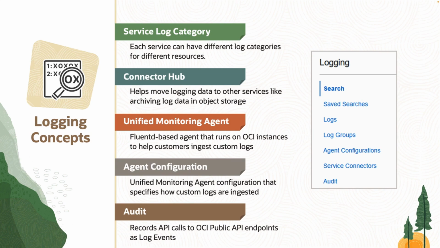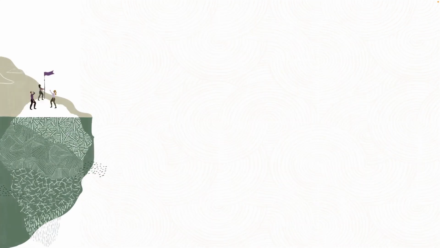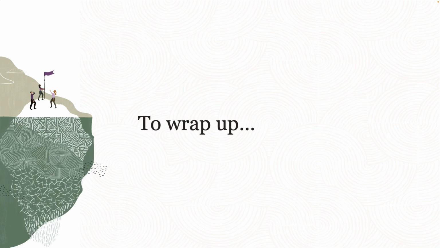The audit section of logging service is where you would locate audit events that provide the recorded API calls executed to OCI public API endpoints. So to wrap up, we learned the concept of using log groups. We went through the concept of service log categories, the Connector Hub for log transitions, the Unified Monitoring Agent required for custom log ingestion, and then concluding with the audit section to see the audit log events. And that's all in this lesson. Thank you for watching.